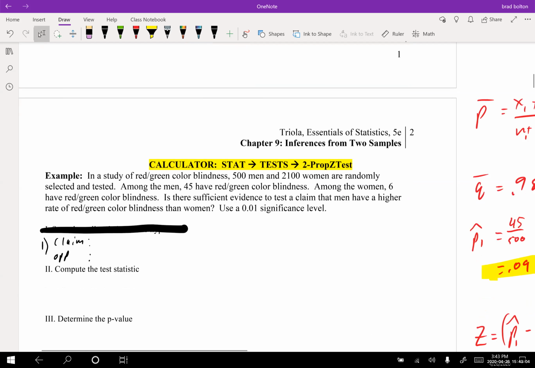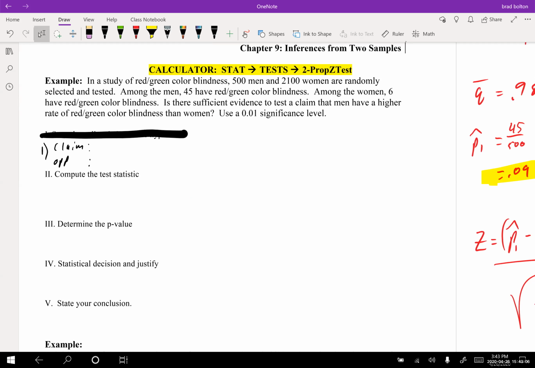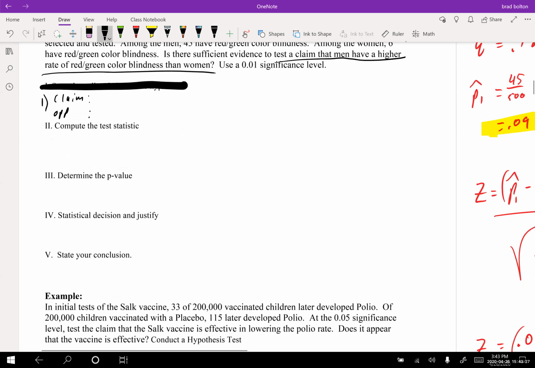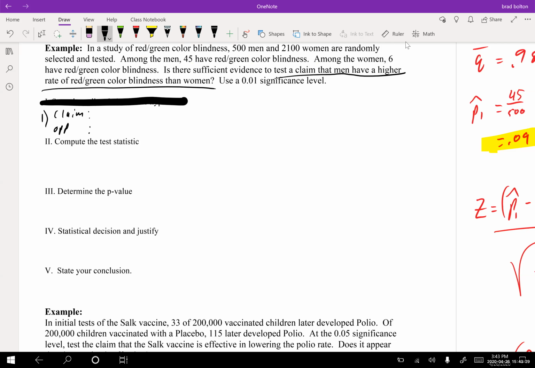So we come up here and we're going to work with our claim. We already know the claim is that population 1 is equal to population 2 proportion, okay? And then the opposite claim, it says test the claim that men have a higher rate of color blindness than women. So we're going to say that men are population 1 and women are population 2 because they listed them in that order. So we're going to say P1 is greater than P2. Then this means that P1 is less than or equal to P2.